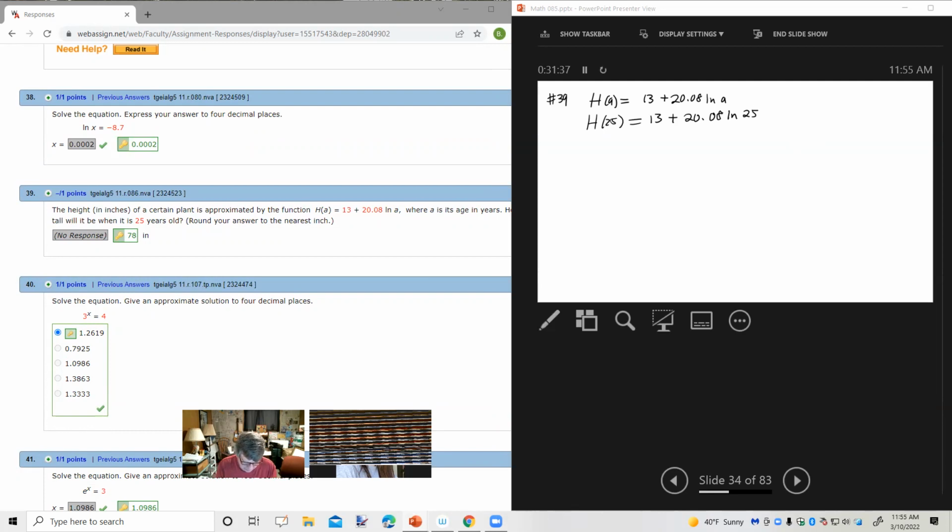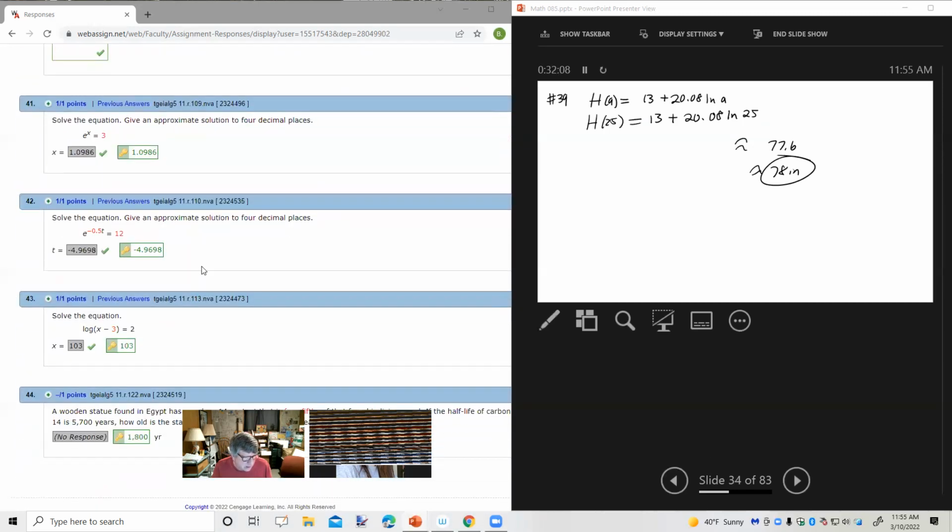Okay, so 13 plus 20.08 natural log of 25. And it says, round your answer to the nearest inch. I got 77.6, so that would be 78 inches. Okay. And then number 44.